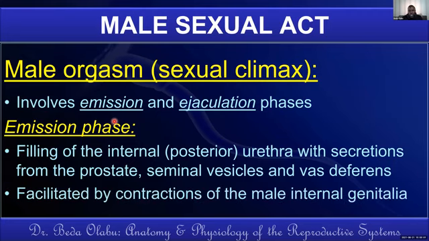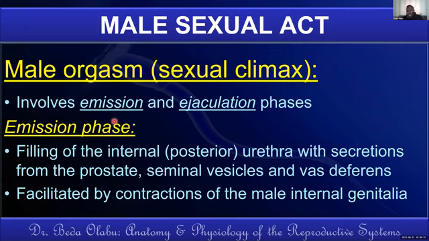And for that to happen, usually during the emission phase, there are some contractions of the male internal genitalia. So the prostate contracts, the vas deferens contract, the seminal vesicles contract. They have smooth muscles within their walls that facilitate that contraction, so that the semen is deposited within the prostatic urethra. That's what we call the emission phase.